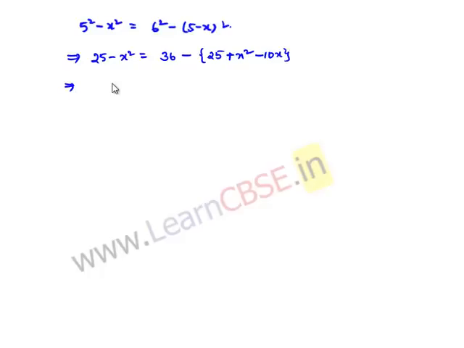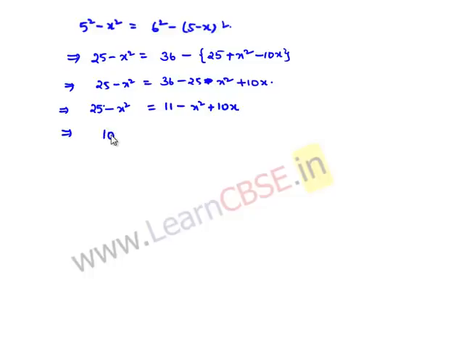That implies 25 minus x square is equal to 36 minus 25 plus x square plus 10x. That implies 25 minus x square is equal to 11 minus x square plus 10x. That implies, let us take this 10x to the left hand side and send this 25 minus x square to the right hand side, then we get 11 minus x square.